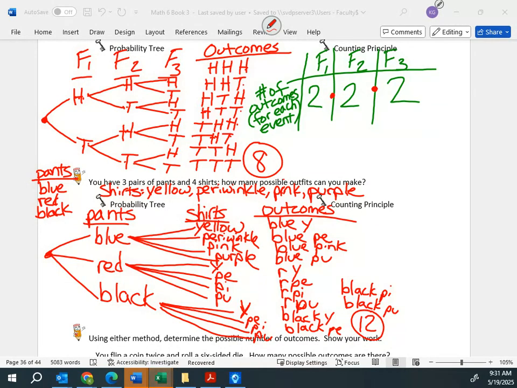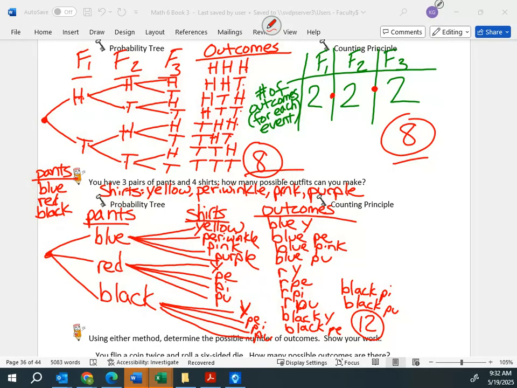Well, 2 times 2 would be 4. 4 times 2 is, Kylie? 8. Look at that. I don't have to go through that whole probability tree if I don't need to know every single event that would be in each one.